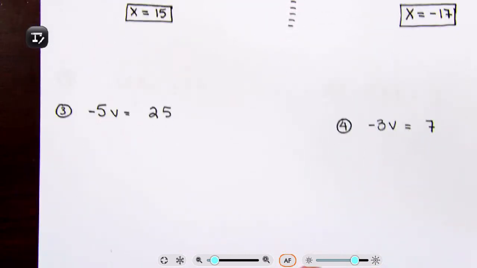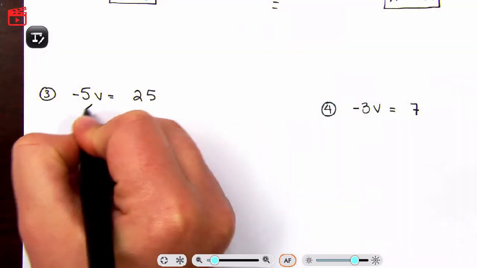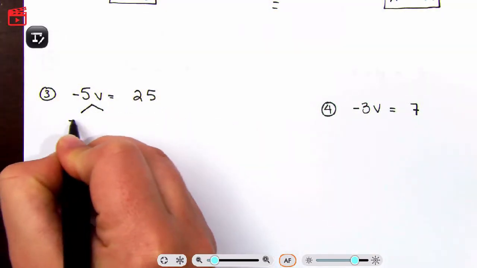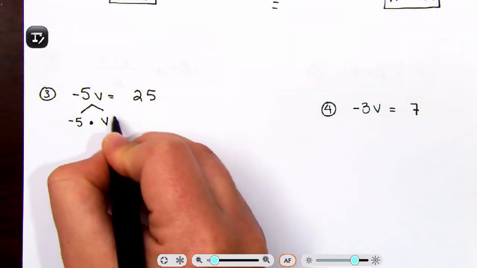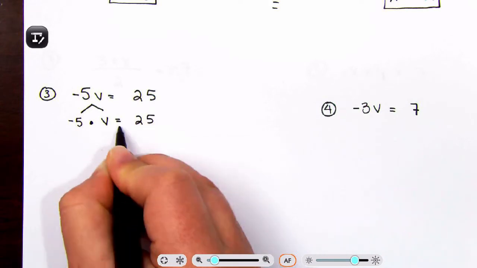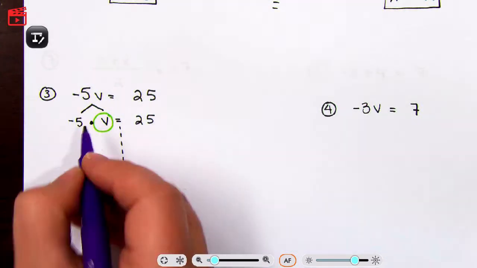Moving on to another example. Now, this one here has -5v. Now, whenever you have a letter next to a number, that means there is a secret multiplication there. So I'm going to just rewrite this with a times symbol and have my dotted line here. Now, just like before, we want to get the variable by itself. So when we are trying to get the variable by itself, we are undoing what it is attached to. So it is attached to a -5. How is it attached? Well, it is attached by multiplication.